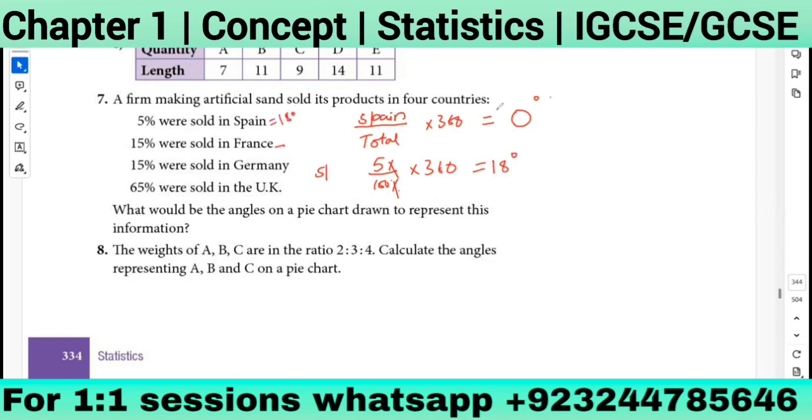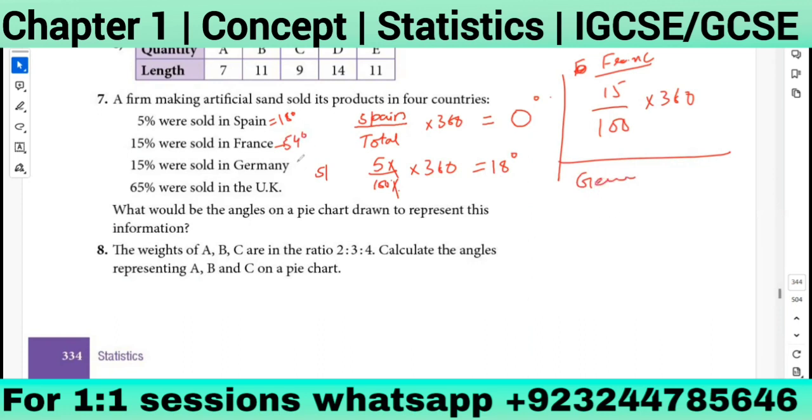Similarly, you can do it for France. France is 15%, and the total is 100, multiplied by 360. Similarly, 54 is the answer. Good. For Germany, the same, 54. Germany again 54. And for the UK, what we're going to do is 65 by 100 times 360. What do you get?